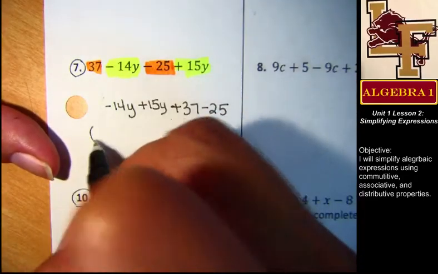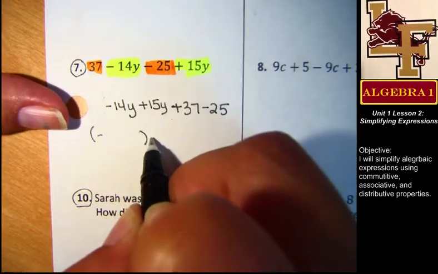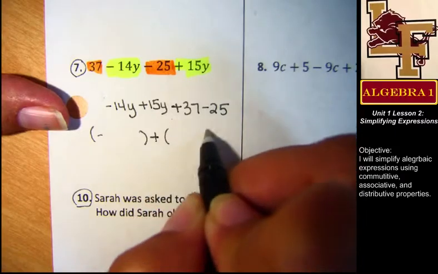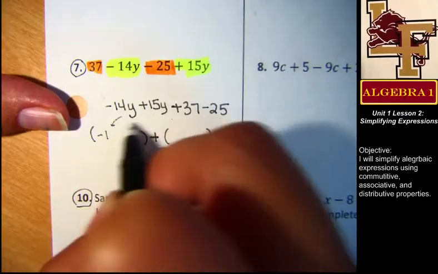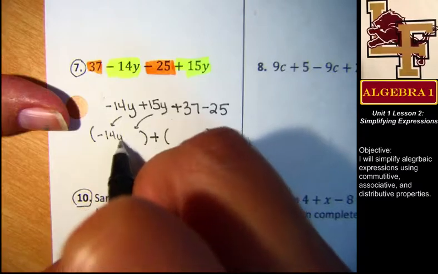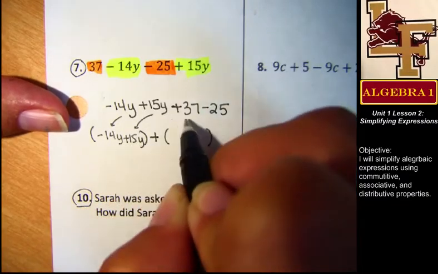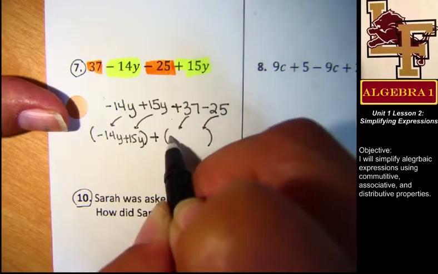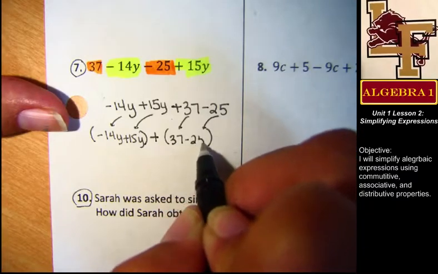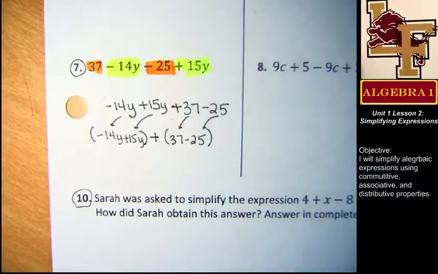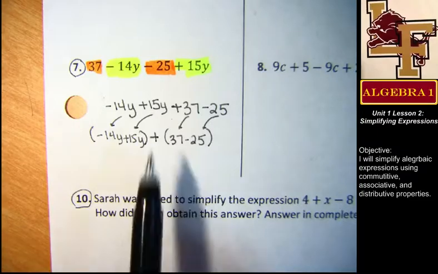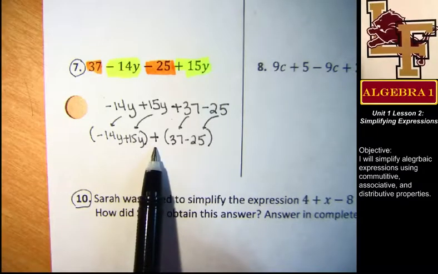Now I'm going to go ahead and make my groups. I'm going to put my parentheses. And I'm going to put my plus, and I'm going to put my other groups. So these 2 are going to go into this group because they're like terms. And these 2 are going to go into this group because they're like terms. Notice the 37. I didn't write the plus again. It's an invisible plus. If it was a subtraction, I would need to write it in.